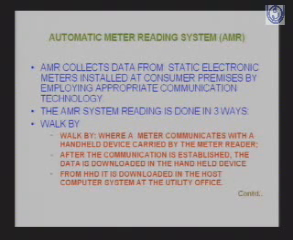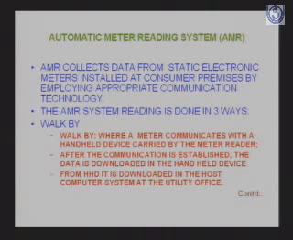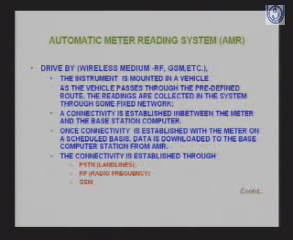Now, next thing comes here. This was the manual handheld device, then automatic reading. AMR means, as the name suggests, automatic meter reading system, which takes the reading from the static electronic meters installed at the consumer premises, employing the appropriate communication technology. It means once you are saying it is automatic, how is it different from the handheld device? There are again 3 categories of AMR. Number 1, what we call walk-by, where a meter communicates with a handheld device carried by a meter reader. After the communication is established, the data is downloaded into the handheld device, and from the handheld device it is downloaded to the host computer system at the utility office.